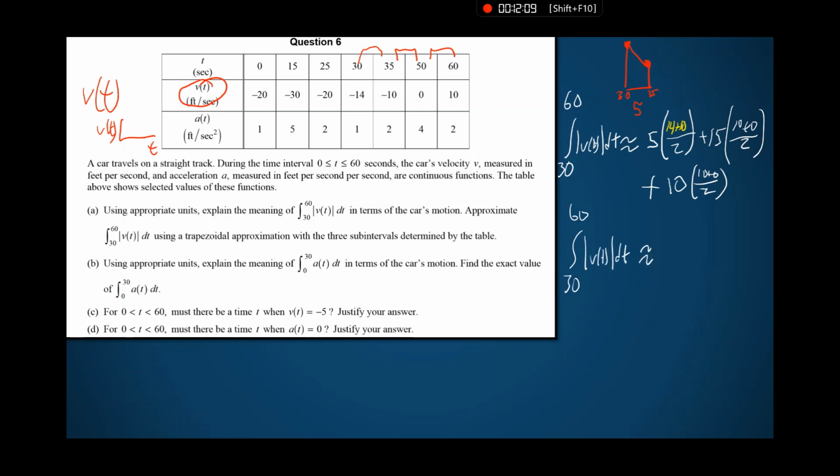So this is 24 divided by 2 is 12 times 5 is 60, plus 15 times 10 is 150 divided by 2 is 75, and 10 by 10 is 100 divided by 2 is 50. That gives me 125 plus 60 is 185. What are my units and what does it mean?